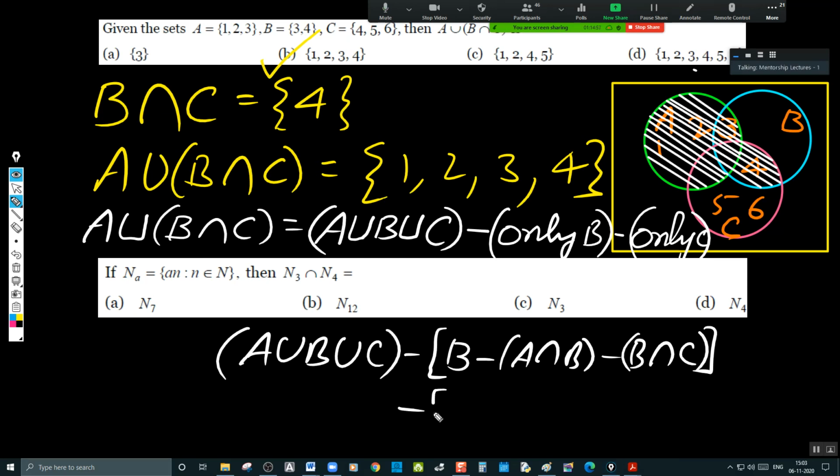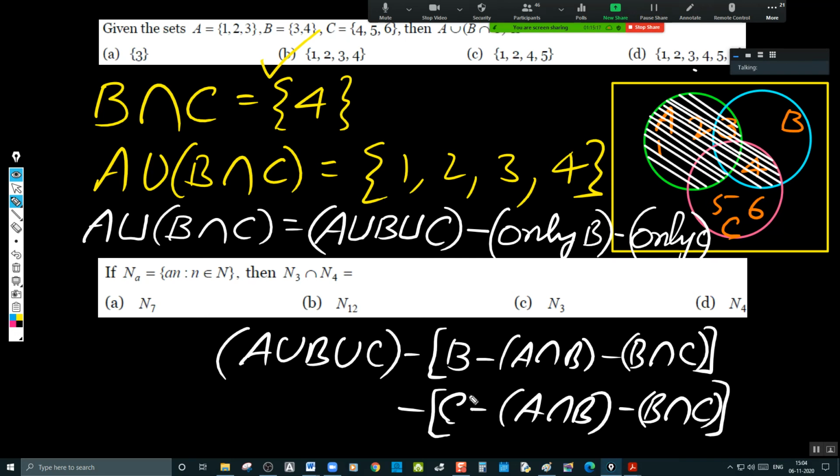Only C, anyone in the class? C minus C intersection A minus B intersection C. This will give you only C, and this will give you only B. I hope you understand that, every one of you. Doing this problem is easy, but understanding this in an extensive way is easy through the diagrams.